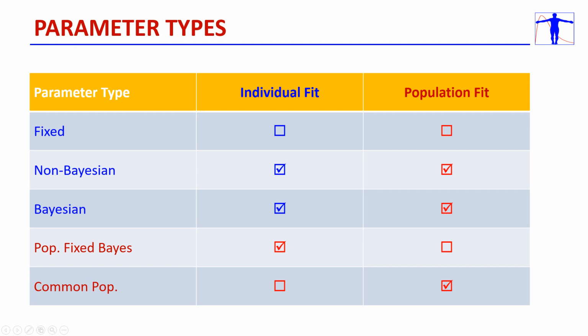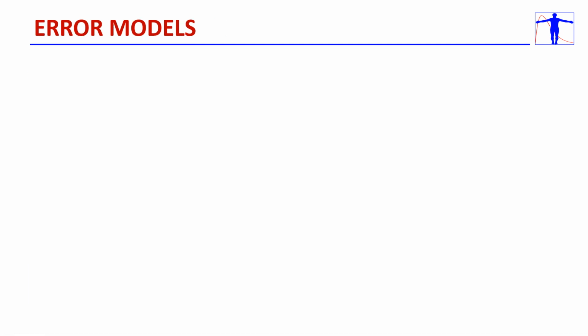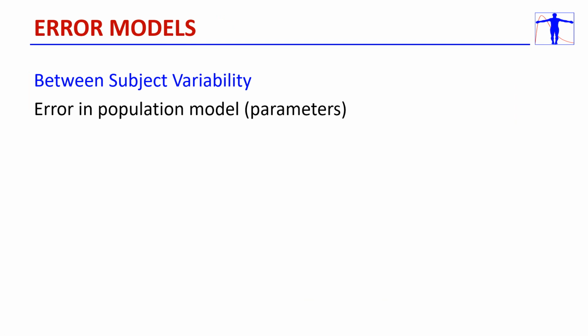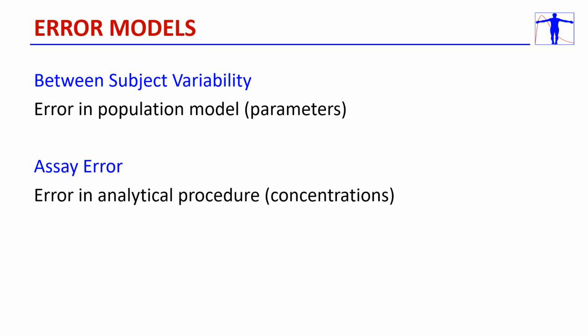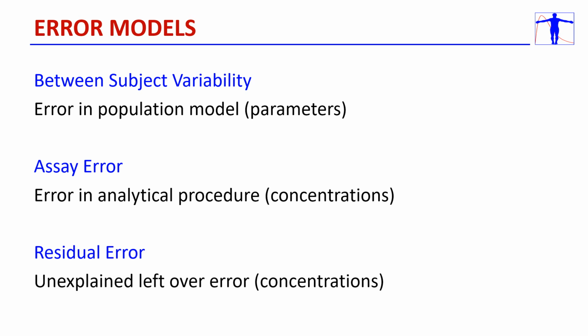And the next thing I want to talk about is the error models. We discriminate typically between three types of error models. We have the between subject variability, so that's the error in the population model parameters. Then we have the assay error, so it's the error in the analytical procedure, in the concentrations. And then we have the residual error. That's the unexplained leftover error, which you also see in the concentrations.